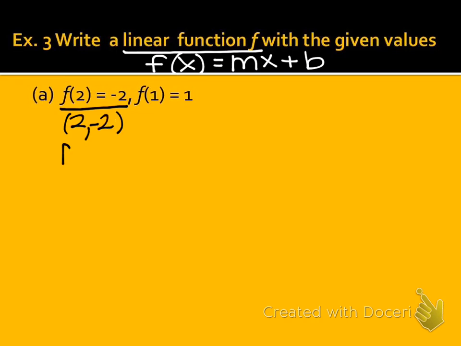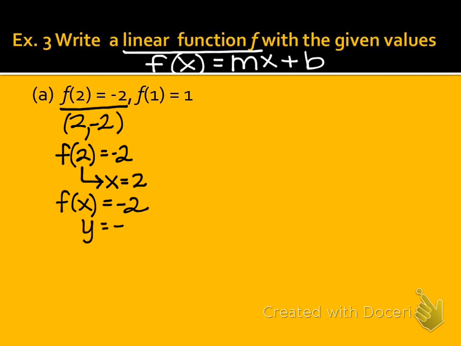Why? Remember in the lesson last week I taught you, what is normally in parentheses? X. So when they put a number there, they've told you that the value of x is that number. So x equals 2. Now, f of 2 is the same thing as f of x. So the f of x equals -2, but what can I replace f of x with? Y. So y equals -2. So my x coordinate is 2, my y coordinate is -2.